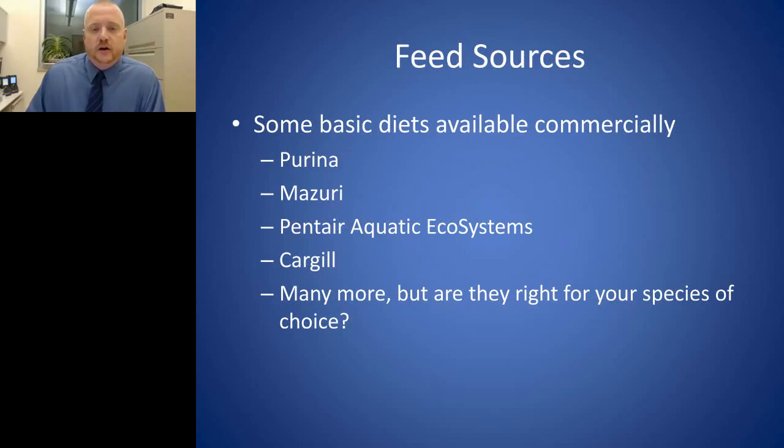When we talk about our research animals, when we talk about feed sources, there's some basic diets that are available commercially. Purina makes some, Missouri, Pentair Aquatic Ecosystems, Cargill, many, many more. But the question is, are they right for your species of choice?